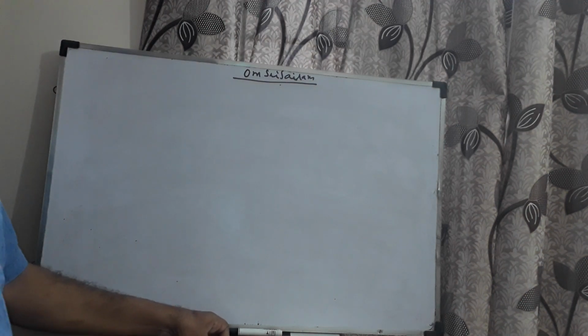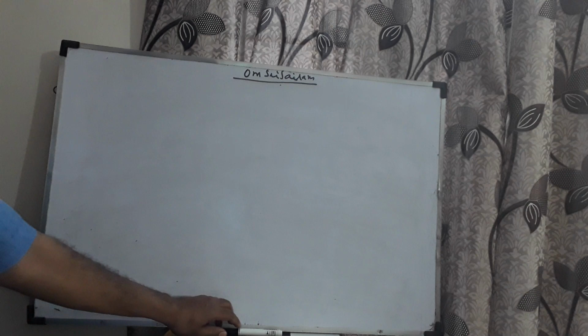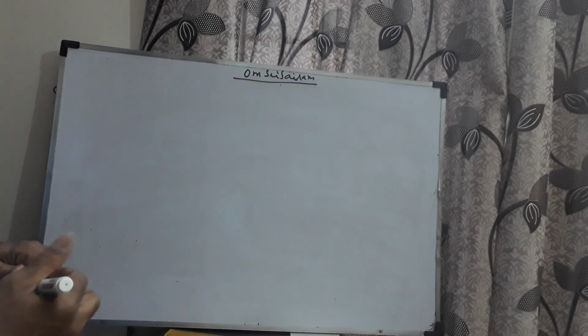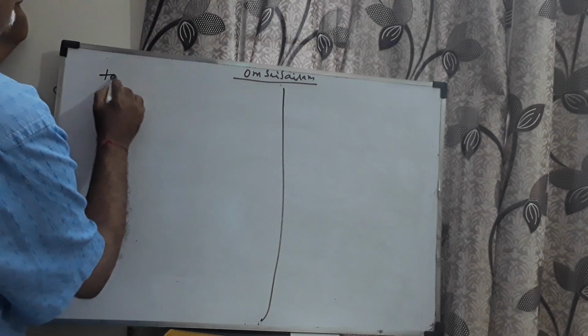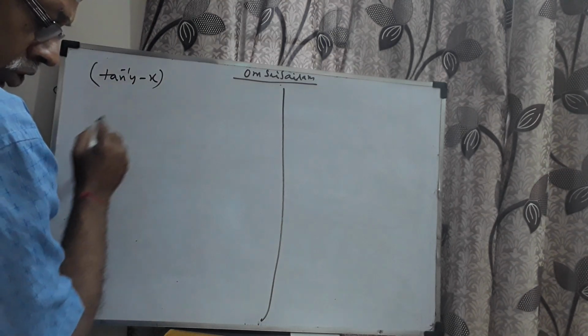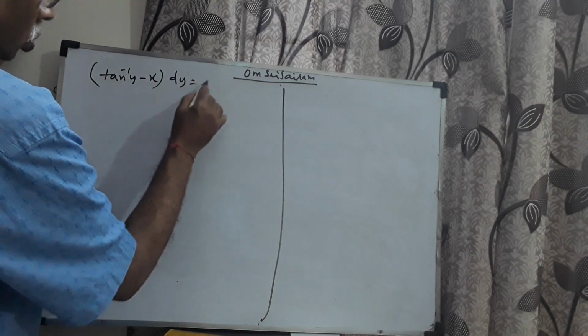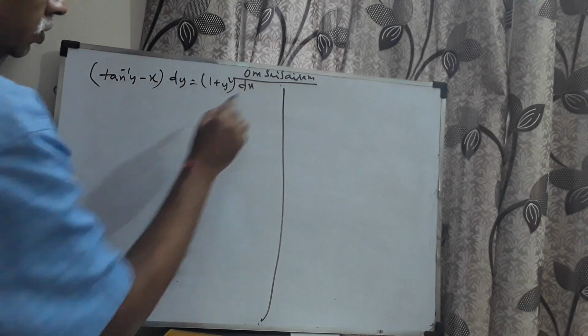In this particular video presentation, again, we'll discuss some more problems meant for class 12 of CBSE, which are very often tested in the board. The first question goes like this: solve (tan inverse y minus x) dy is equal to (1 plus y square) dx.